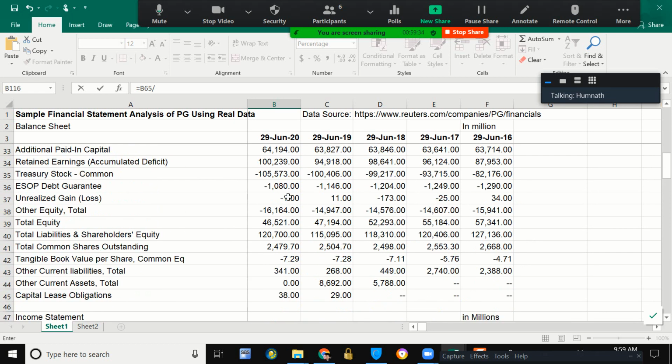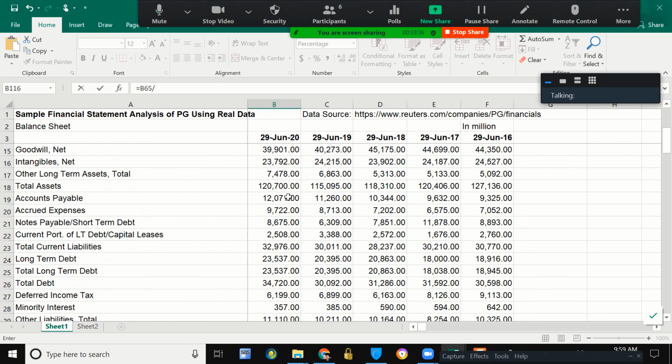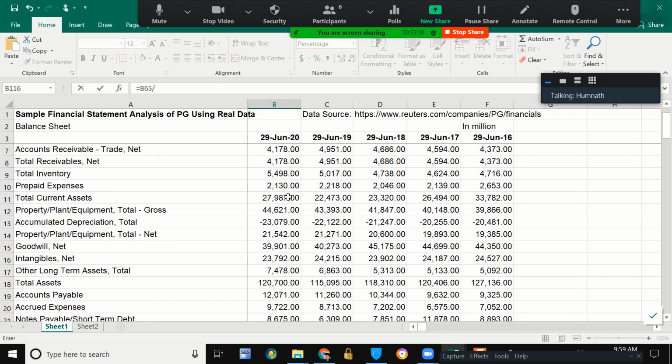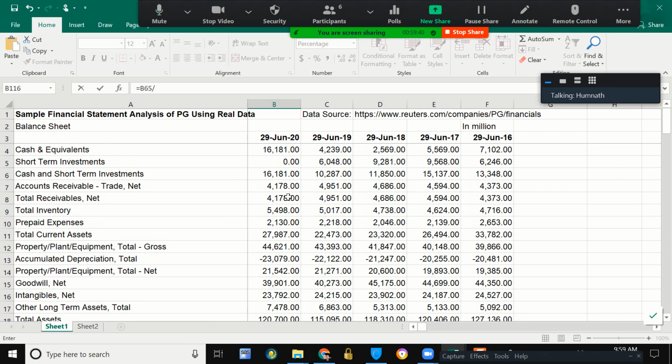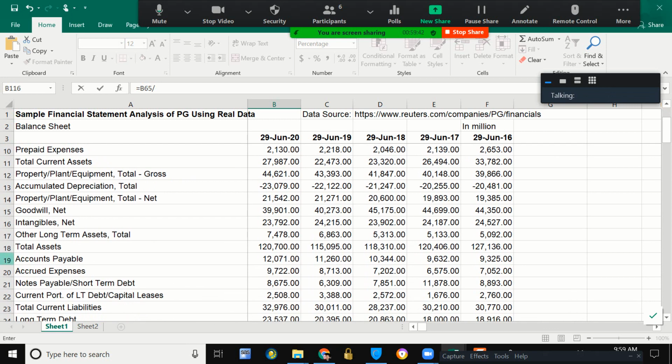You go to the balance sheet. In the balance sheet, the total assets. So we're going to go to the balance sheet, and we see total assets is in number 18. So right here, that's the total assets.